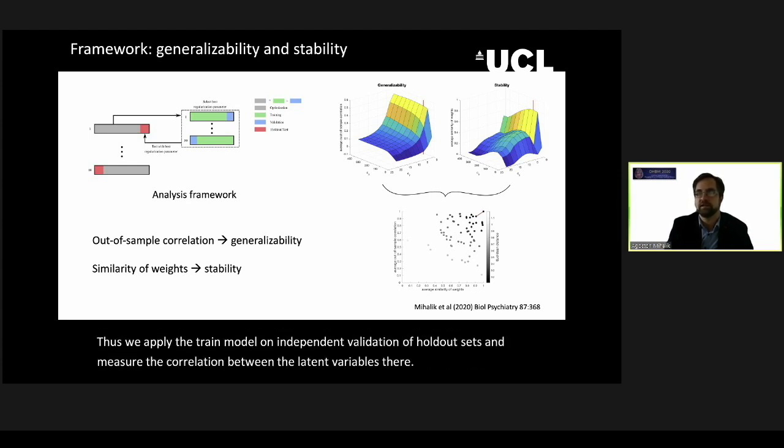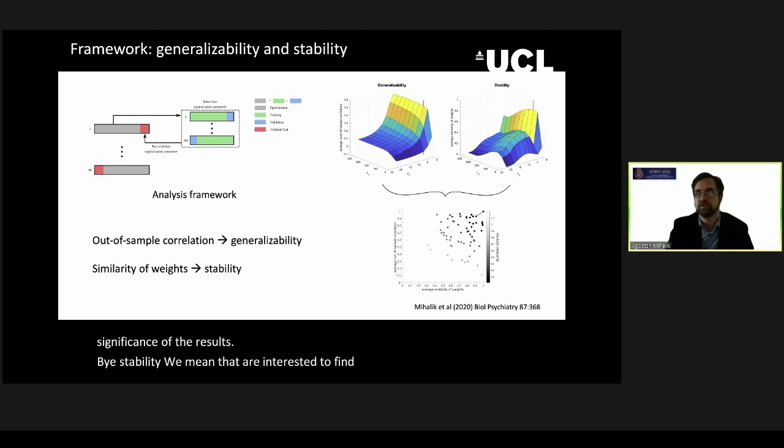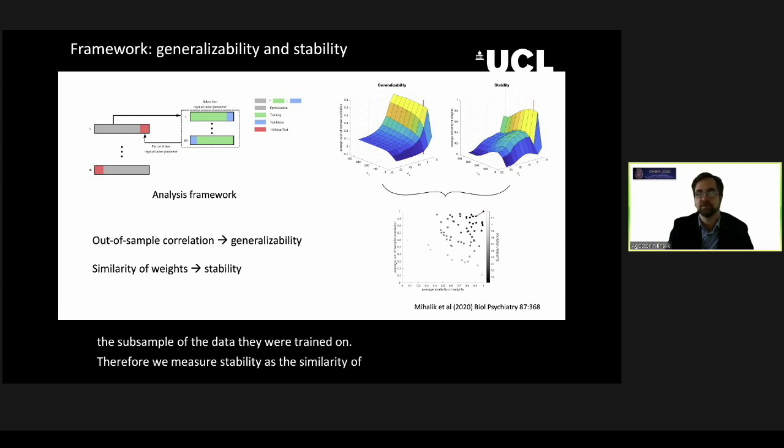The validation sets are used in the inner loop of the framework to find the best hyperparameters, whilst the holdout sets are used in the outer loop to assess the significance of the results. By stability, we mean that our interest is to find models that are similar to each other and which don't depend on specific characteristics, for instance, on the subsample of the data they were trained on. Therefore, we measure stability as the similarity of weights across models.